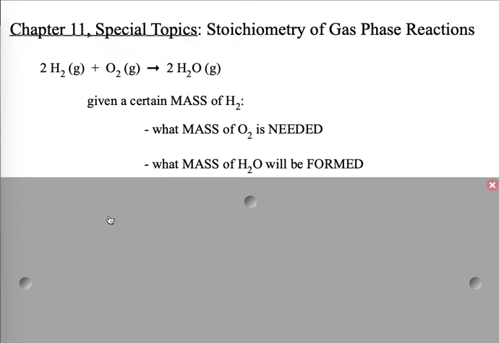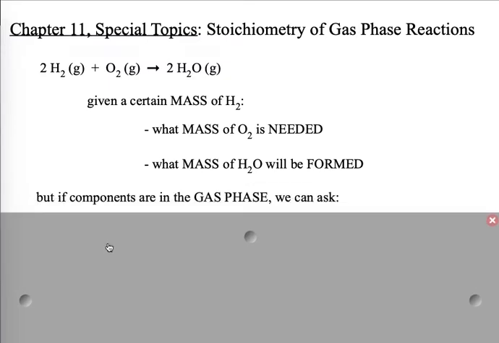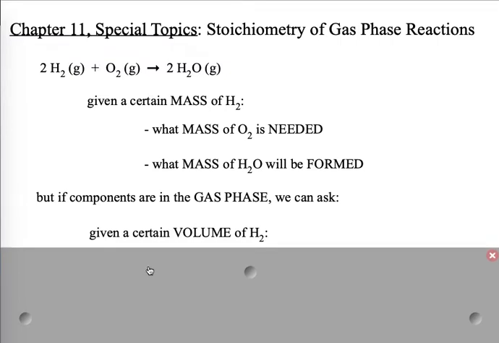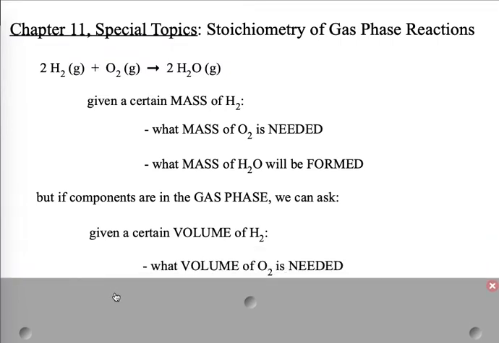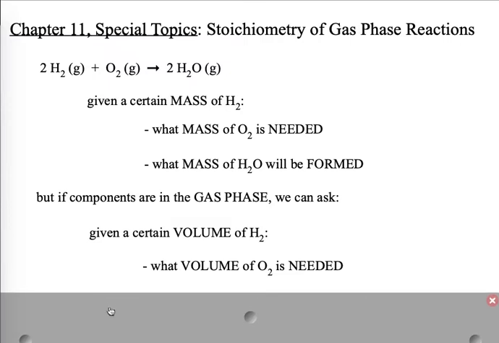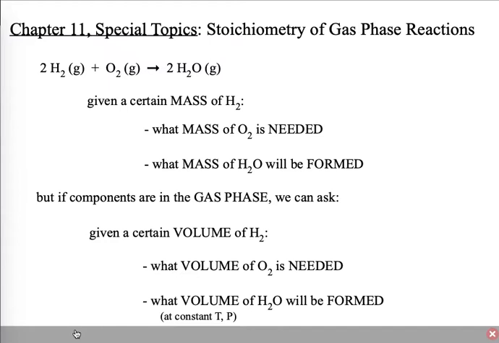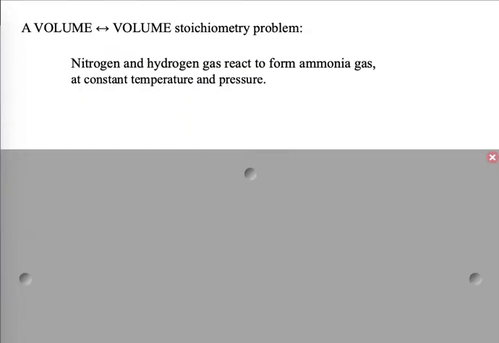However, if the components aren't solids or liquids but are in the gas phase, we're not dealing with masses because we can't easily measure the masses of hydrogen, oxygen, or water vapor. Instead, we measure the volumes, so we can ask the questions, given a certain volume of hydrogen gas, what volume of oxygen gas do we need, and what volume of water vapor will be formed at constant temperature and pressure. A different type of question, but we use the same concepts. So let's look and see how we can approach this.